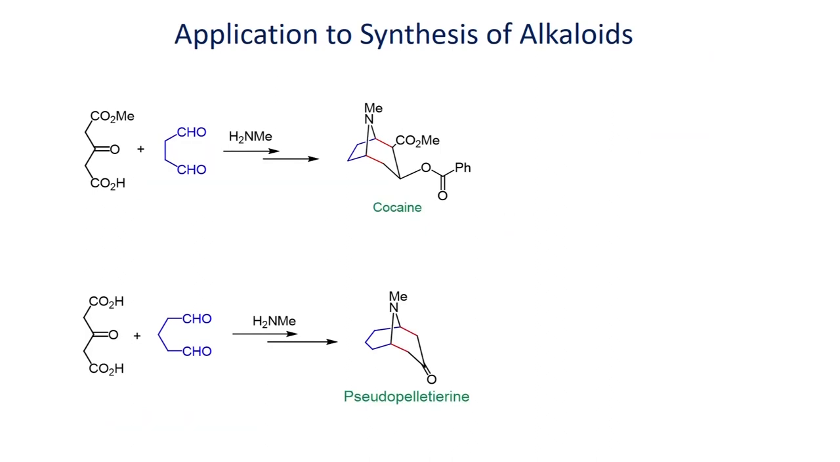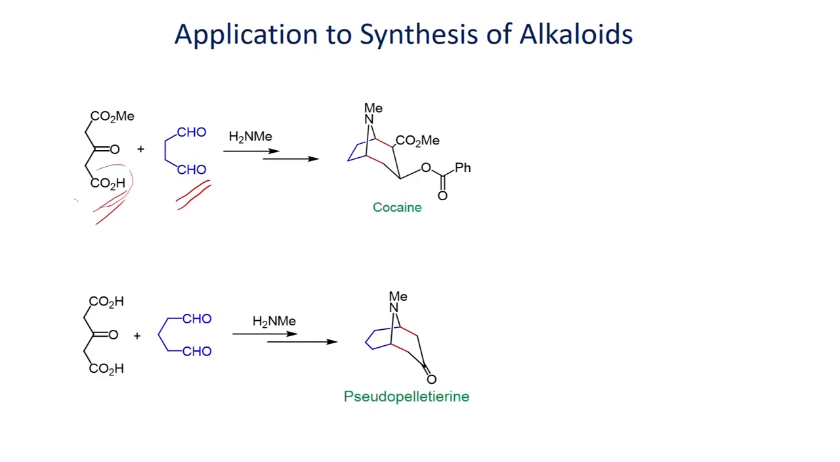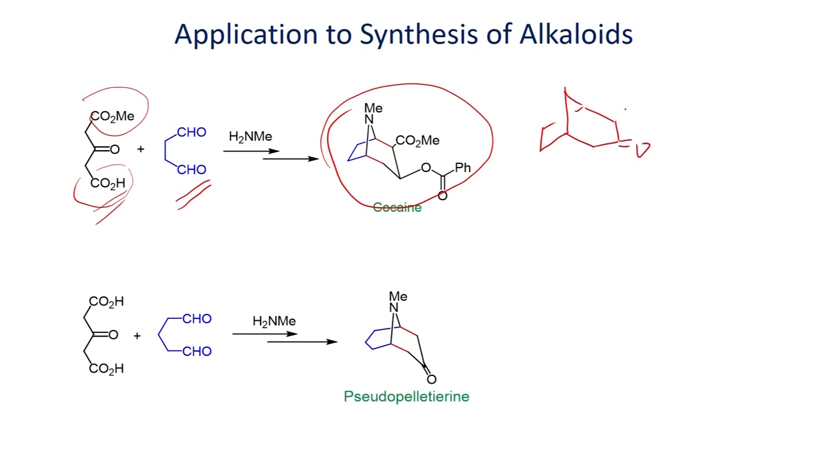Another example: we have seen that if you have this dialdehyde and you react it with the corresponding carboxylic acid, you will be able to generate this bicyclic ketone. Here one of them is converted into ester. If you do the reaction as we have seen earlier with the primary amine in acidic medium, you will be able to generate this ketone as product by double Mannich reaction.